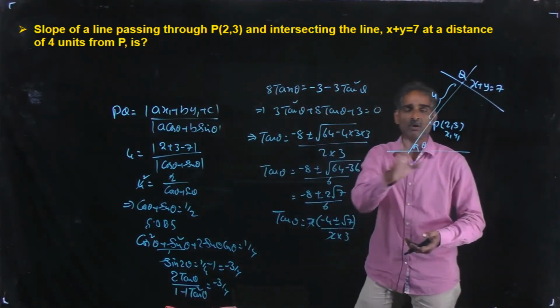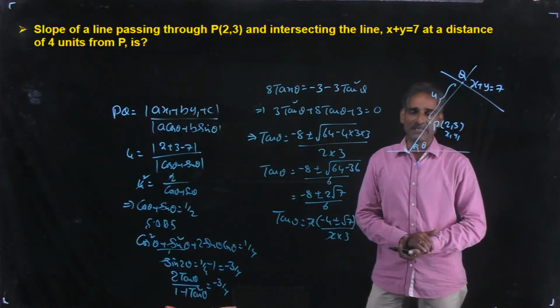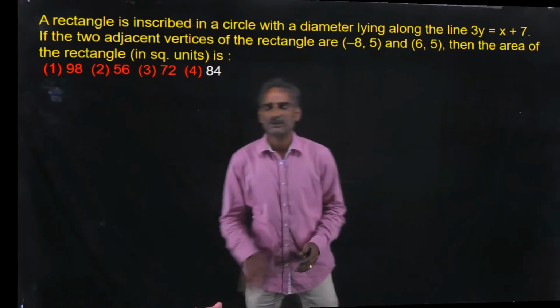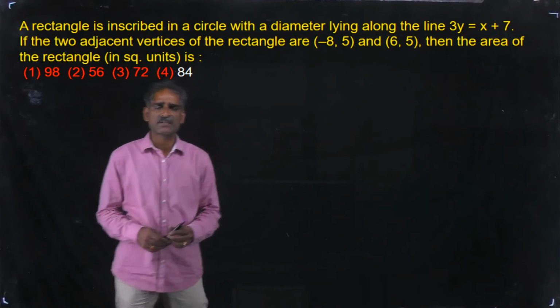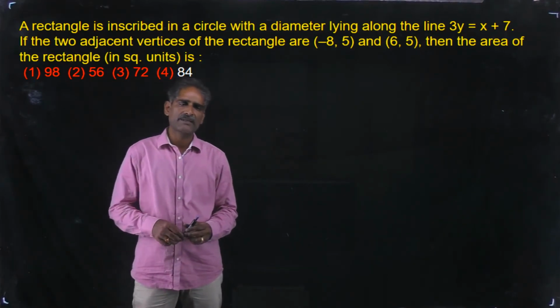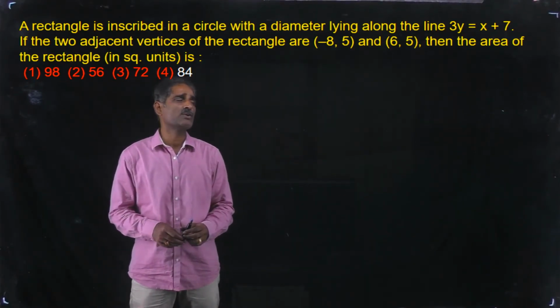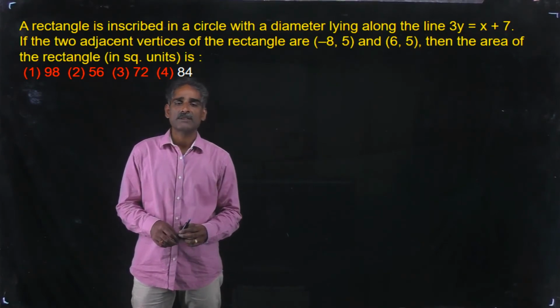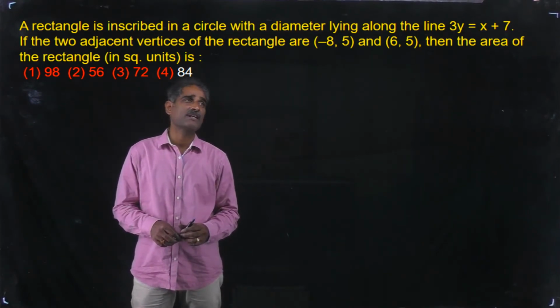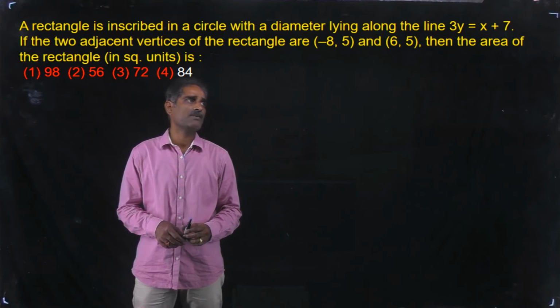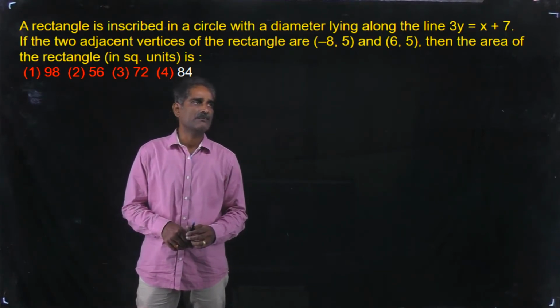And so this is how to find the slope of this line. Understand? In this problem, a rectangle is inscribed in a circle with a diameter lying along the line 3y equals x plus 7. The two adjacent vertices are (minus 8, 5) and (6, 5). Find the area of the rectangle.